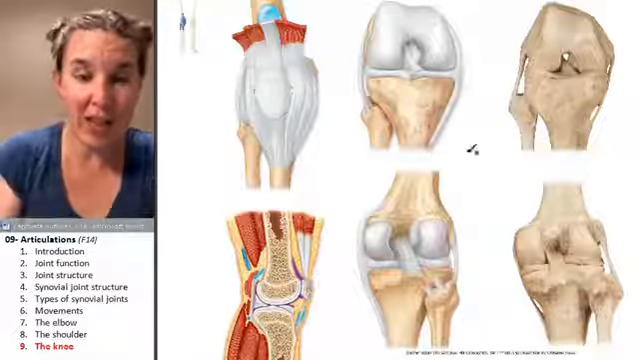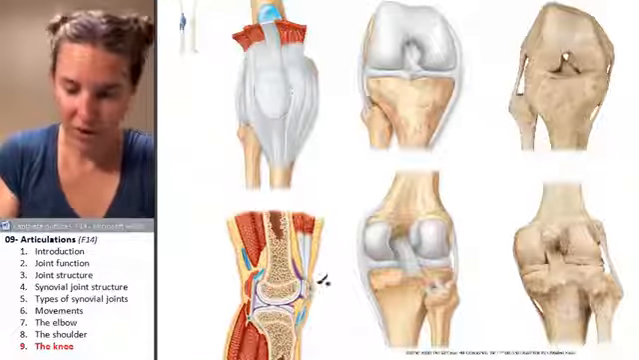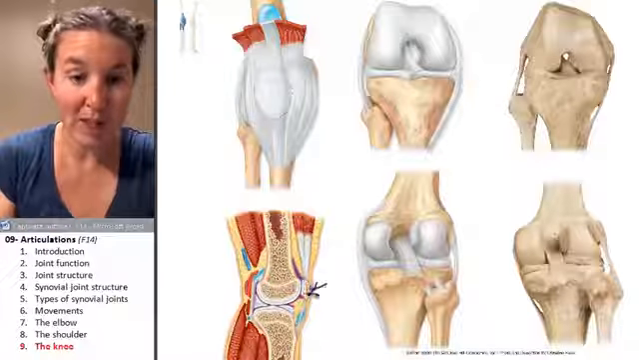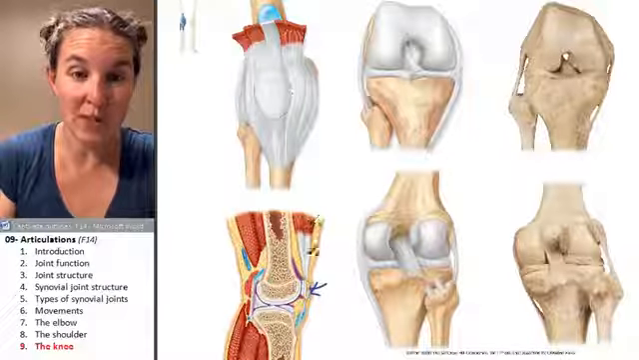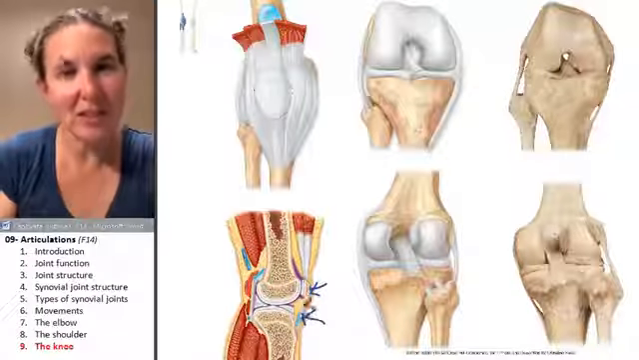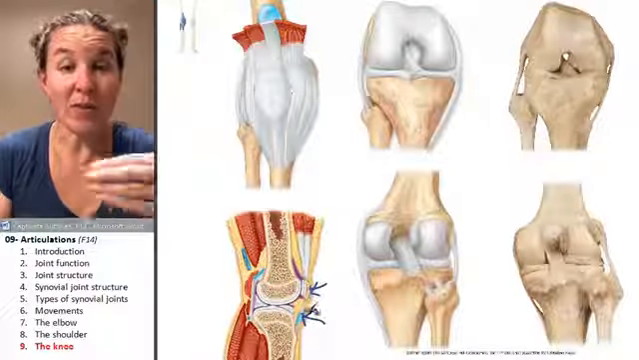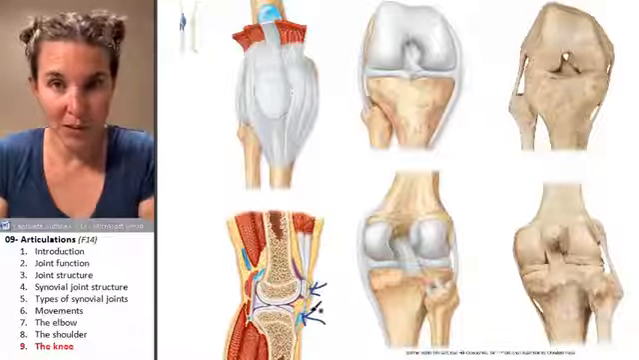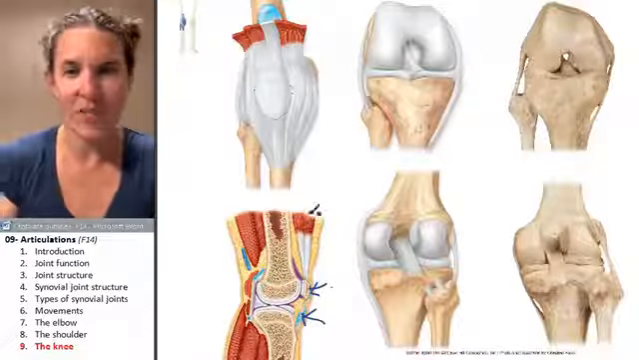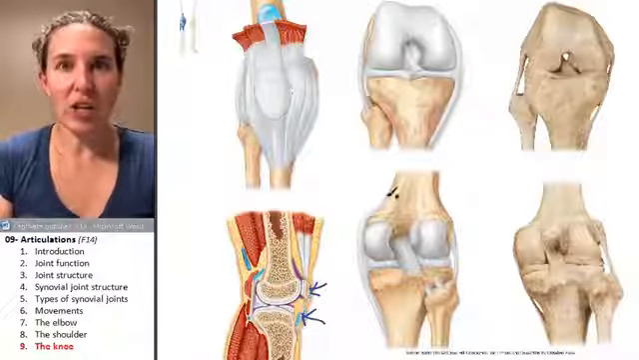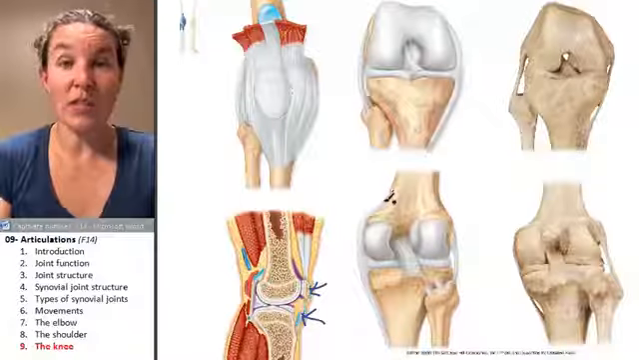And you can actually see that right here. That's the patella. This is the quadriceps tendon. And this right here is the patellar ligament. However, the patellar ligament is actually part of the quadriceps tendon with the patella buried inside of it.